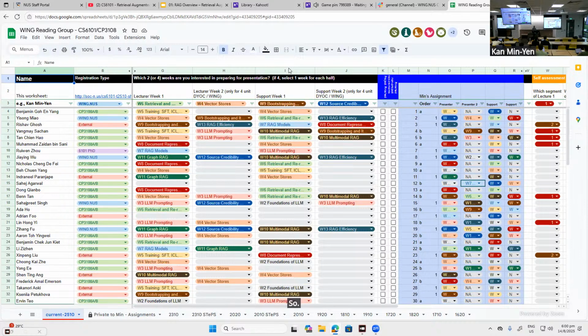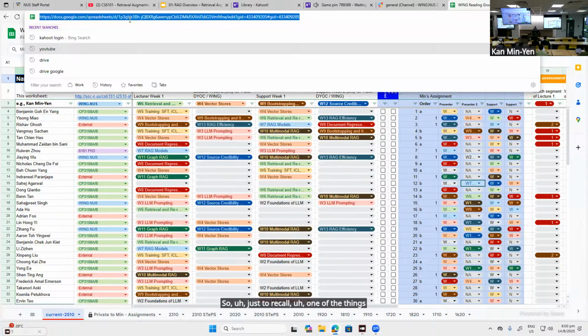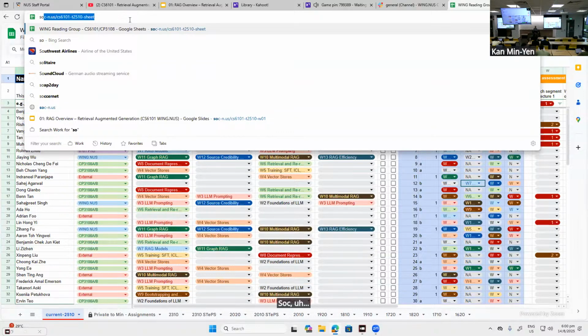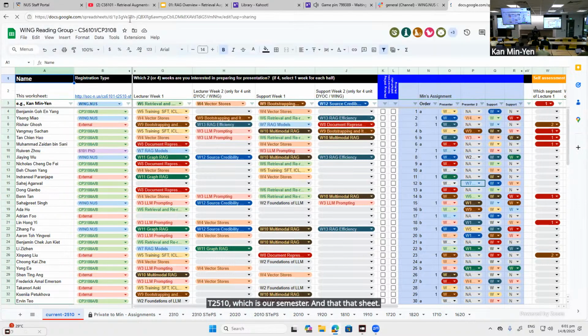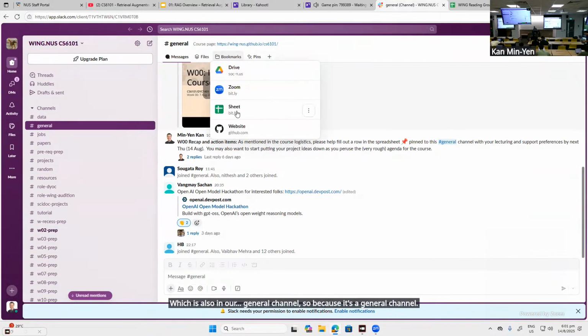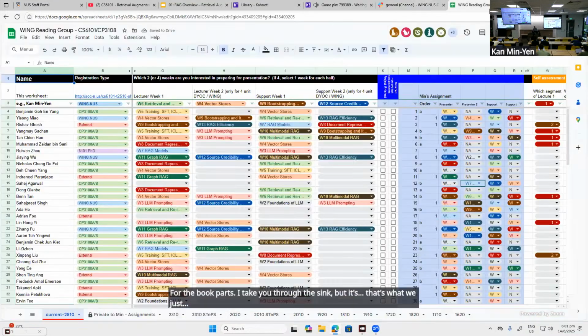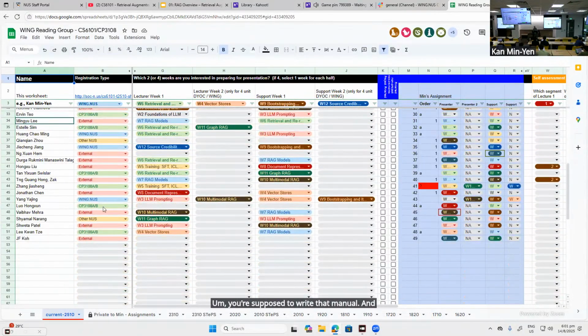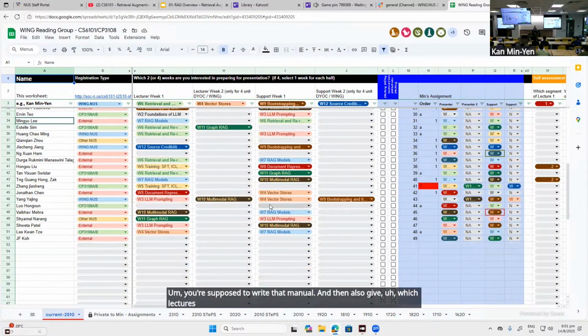Just to recall, one of the things I asked you to do is fill in this worksheet, which you can get to from SOC-NUS, sorry, 6101-T2510, which is our semester, and then dash sheet, which is also in our general channel. If you go to the general channel and go to bookmarks, you can see it right here. It takes you to the same place. You're supposed to write down your notes, and also say which lectures and support talks you share.